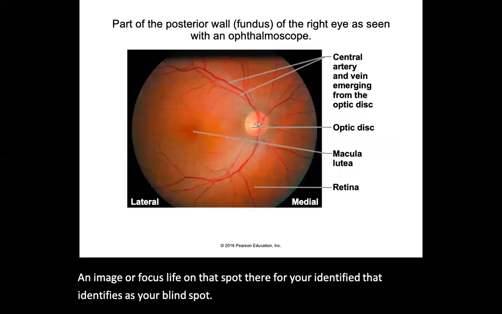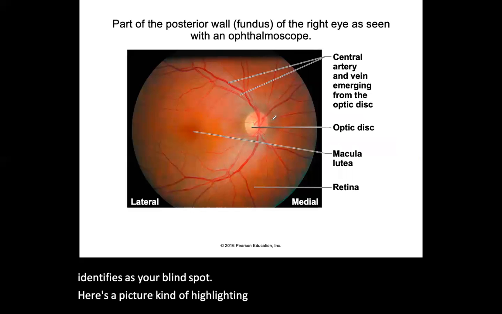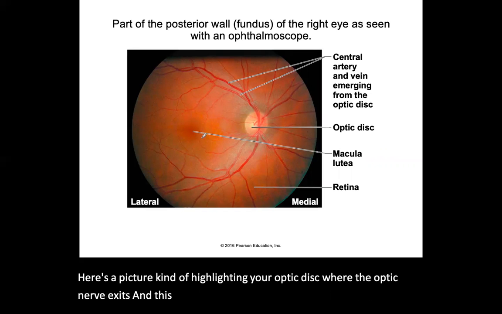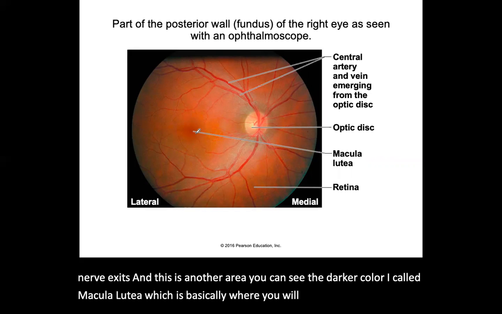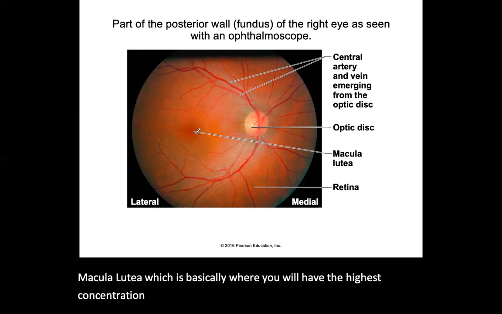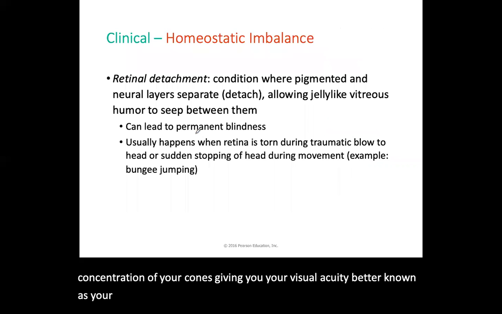Here's a picture kind of highlighting your optic disc, where the optic nerve exits. And this is another area you can see in a darker color called the macula lutea, which is basically where you will have the highest concentration of your cones, giving you your visual acuity, better known as your fovea centralis.